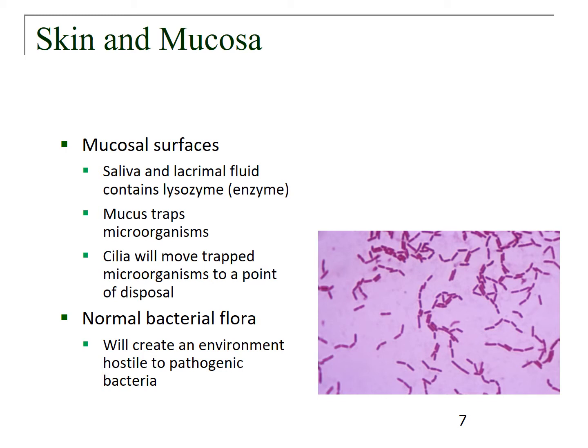And again, the normal bacterial flora, and I've got some of the normal oral bacteria pictured here on the right, they will create an environment that's hostile to pathogenic bacteria. Another really good example of this is also in the GI tract, where the normal bacterial flora will create an acidic environment that is hostile to pathogenic bacteria. In fact, you may have heard of one of the more common probiotic bacteria being lactobacillus, and they get named after the lactic acid that they actually produce.